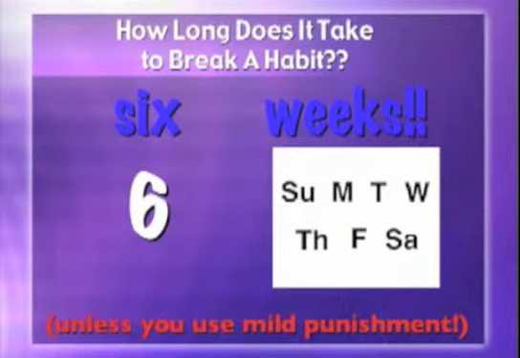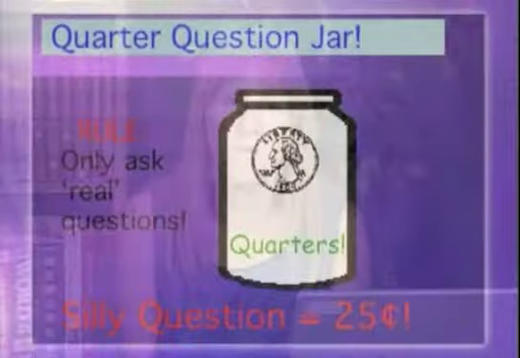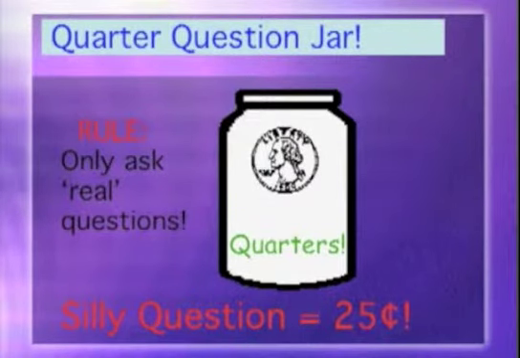So how long does it take to break a habit? A bad habit, that is. Research shows it takes about 6 weeks to break a bad habit, which is a long time to keep asking those rapid-fire questions and giving those commands. And that's 6 weeks unless, however, you use a mild punishment. Now, what do I mean by a mild punishment? Here's one we did in a classroom that I worked in that was amazingly effective with stopping those excessive questions within about a week instead of 6 weeks.